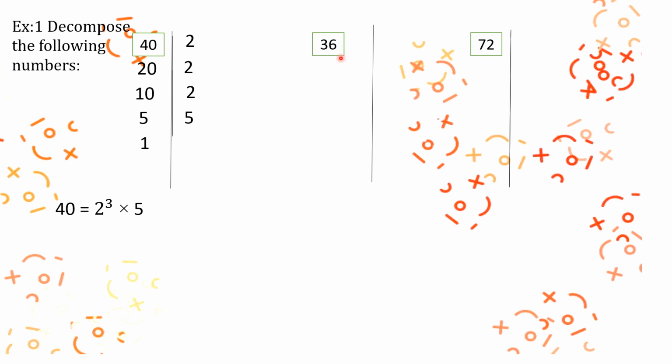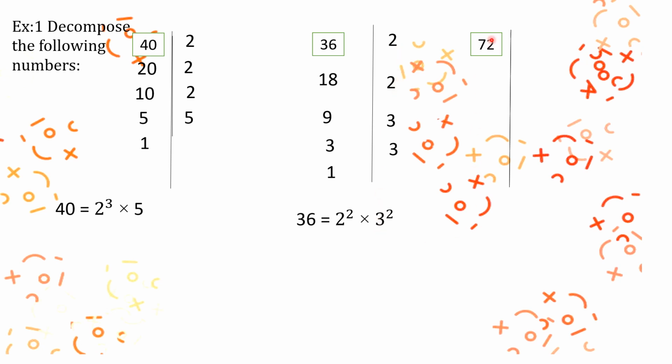Let's go to 36. It's an even number. Use your calculator and divide it by 2. It will give you 18 divided by 2 to give me 9, divided by 3, 3, and divided by itself to give me 1. Now 36 is equal to 2 squared times 3 squared.